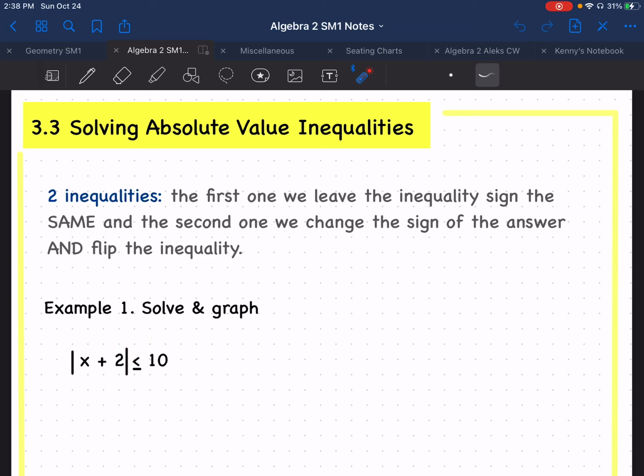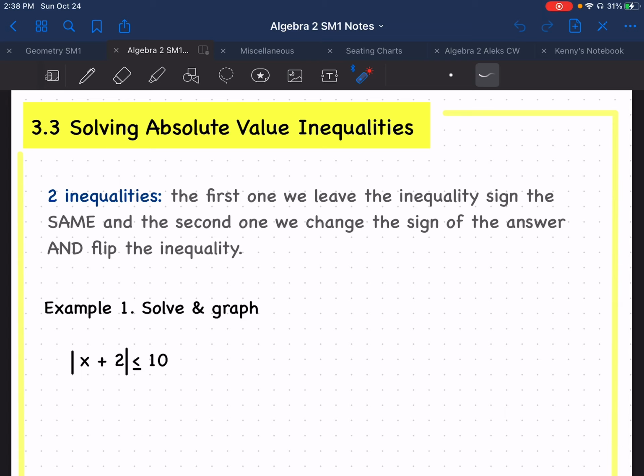And in the second one, we change the sign. So we're going to flip it. It has to stay "or equal to." We cannot change that because if we flip the bar, it still stays the bar. We change the sign and we flip it. So we're going to make it -10, just like we did last time. So a +10 and a -10, but with the negative this time, we also flip the inequality.